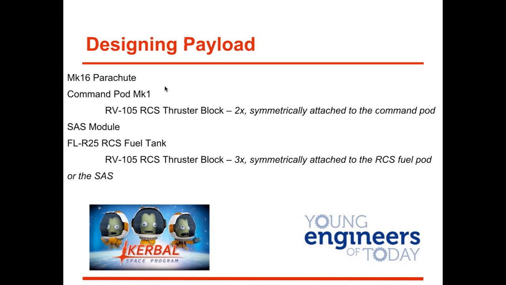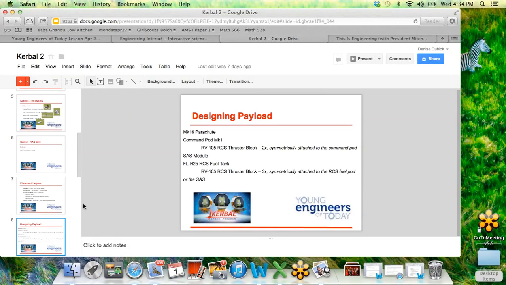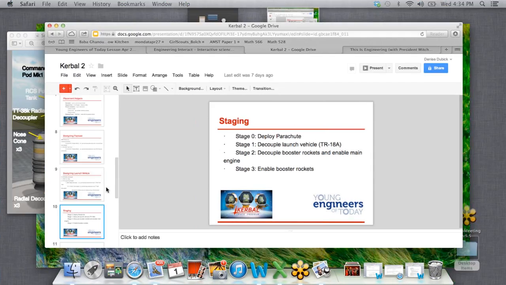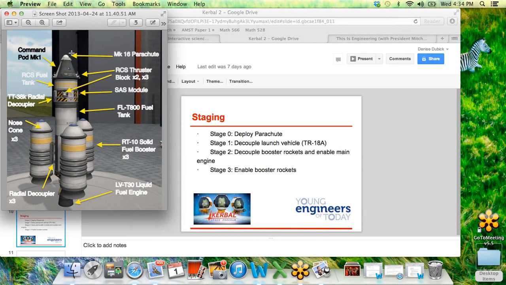We have our payload, and just to make sure we all know how these parts work. First of all, we have a payload, and then we have our launch vehicle. At the top, we have this parachute that's designed for the descent. Our payload are these pieces here above this decoupler. It's the command pod where our crew will be, fuel for our RCS thrusters, which are surrounding the command pod, and the SAS module for stability. And that's what makes up the payload.